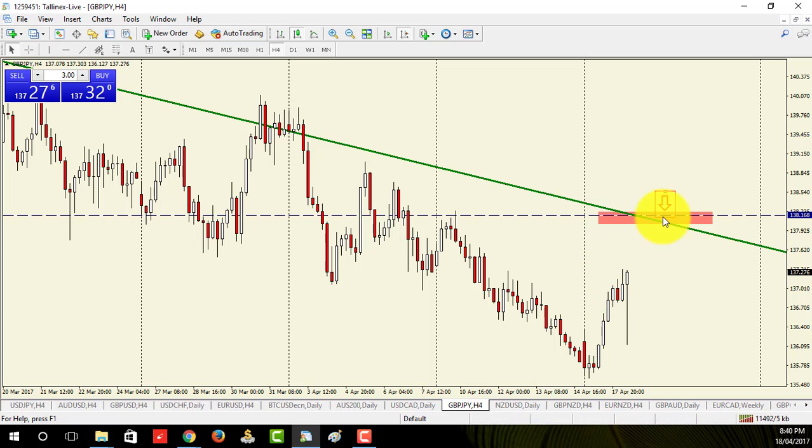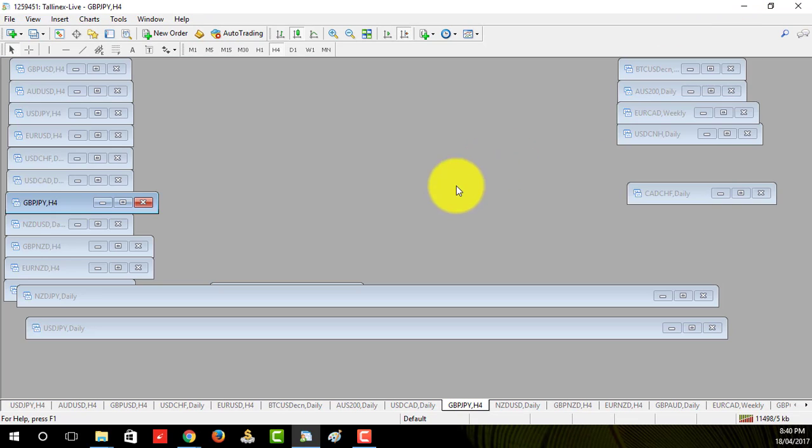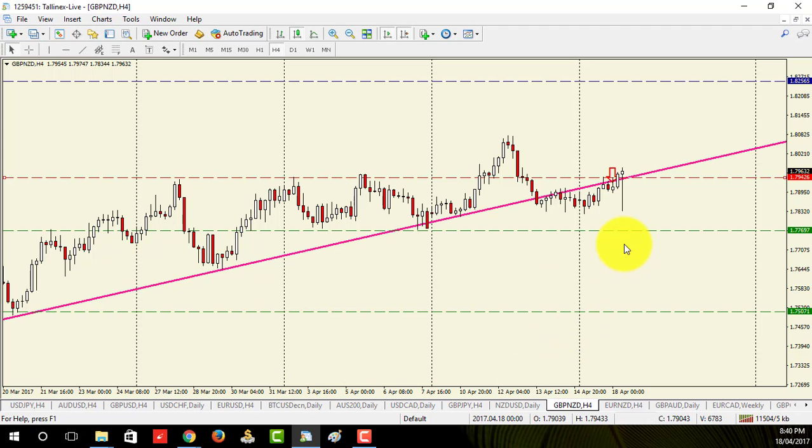138.15. We can get up there and print a bearish candle, like a red candle, like one of these red candles here. I will sell it. Any other charts that you guys want to see before we shut it down? The other two that I've been watching, which are probably not going to work now. The pound New Zealand, I was looking to possibly sell here, but definitely not now.